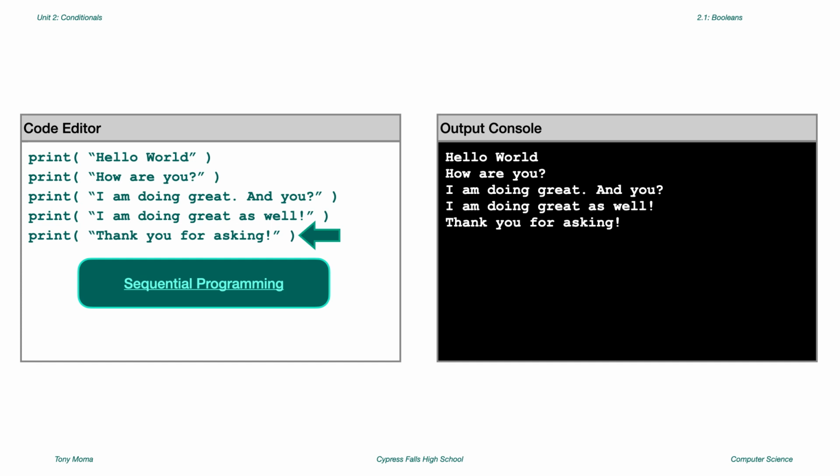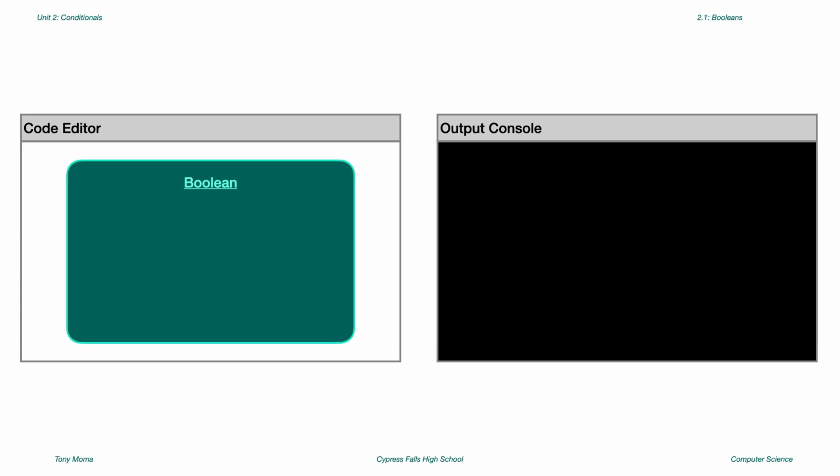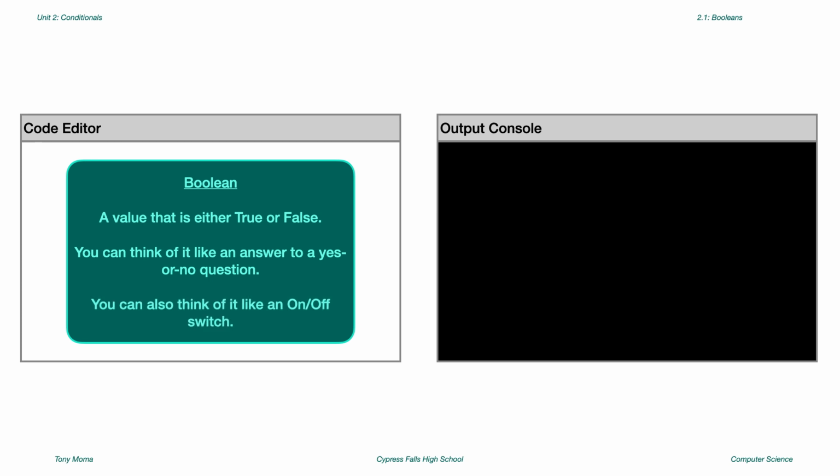In this unit, we'll introduce a new kind of statement, a conditional statement, which is a statement that is executed if and only if a certain condition is true. Otherwise, that statement will be skipped. To create a conditional statement, we will need a new kind of variable type called Boolean. A Boolean is a value that is either true or false. Another way to think of it would be like an answer to a yes or no question. You can also think of it like an on-off switch.